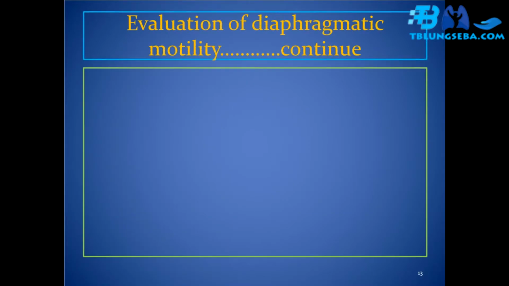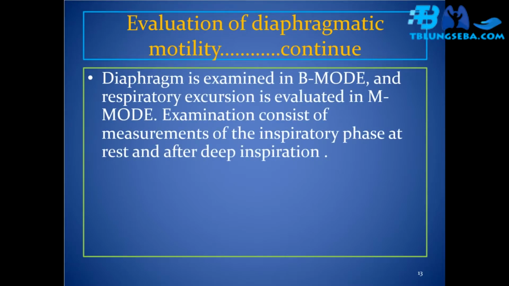Evaluation of diaphragmatic motility continued. The diaphragm is examined in B mode, and respiratory excursion is evaluated in M mode. Examination consists of measurements of the inspiratory phase at rest and after deep inspiration.